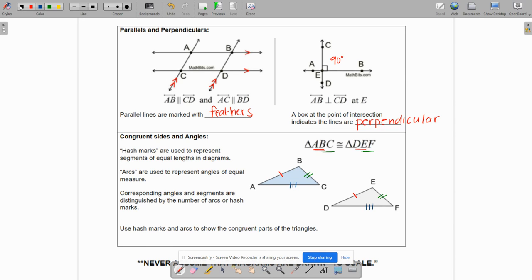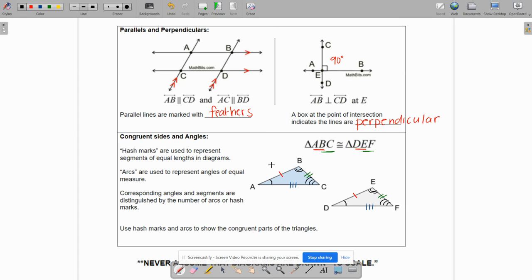Just like you could give single, double, or triple arcs. So maybe I would mark these angles are congruent to each other with a single arc, or these two angles are congruent, so they get a double arc to show that they're different than the original ones. And maybe this one gets three arcs and it's congruent to this one, so it gets three arcs.